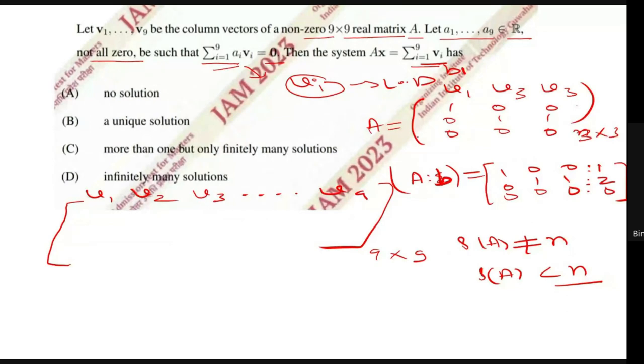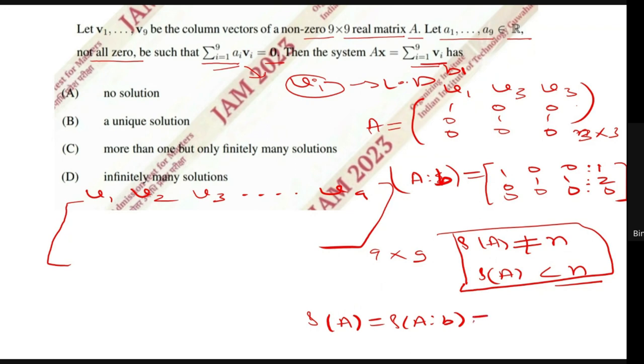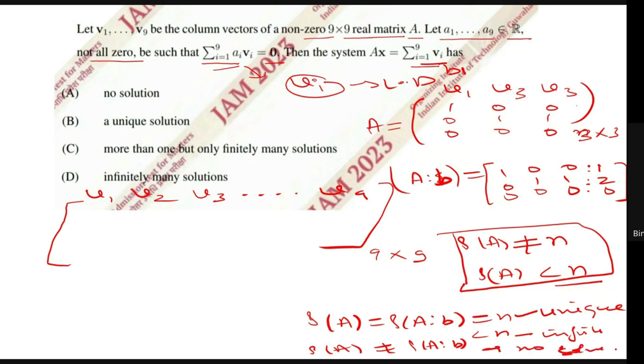Clear? From the LD condition, we can get that rank of A can never be equal to n. This is always less than n. Now, whenever you have to check whether the linear system has no solution, a unique solution, or infinitely many solutions, there is a condition: if rank of A equals rank of A augmented B equals n, then we can say this is the unique solution. If rank of A equals rank of A augmented B is less than n, then we say infinitely many solutions. And the third condition is rank of A is not equal to rank of A augmented B. Then we can say this system has no solution. So these are the concepts.